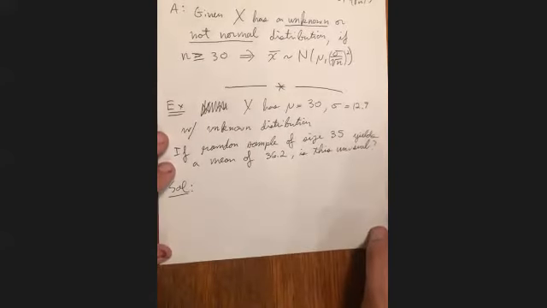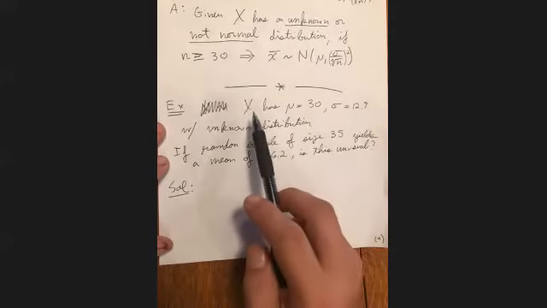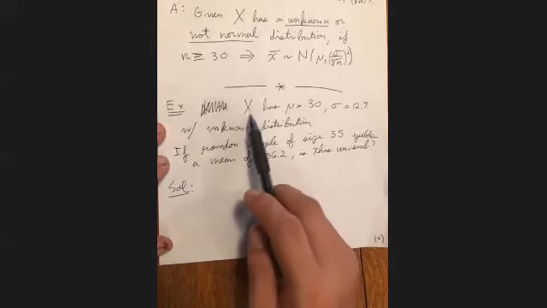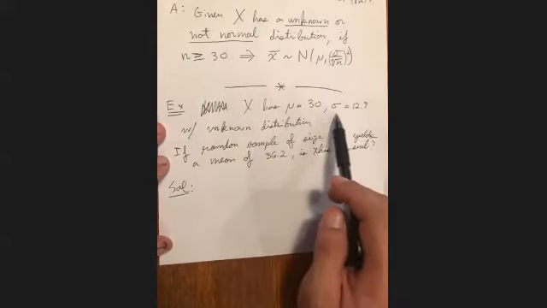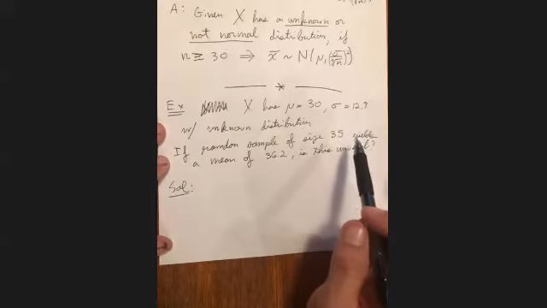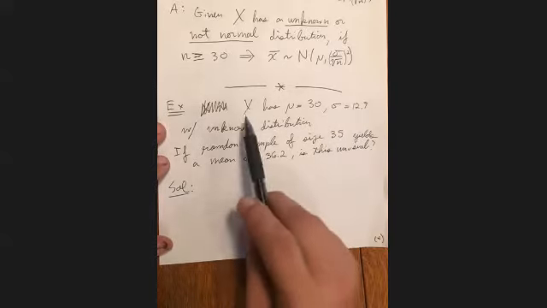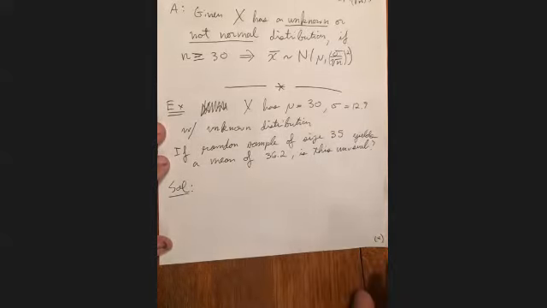So let's look at an example. We're going to say that our population has a mean of 30 and a standard deviation of 12.9. But we do not know how the population is distributed. It has an unknown distribution.